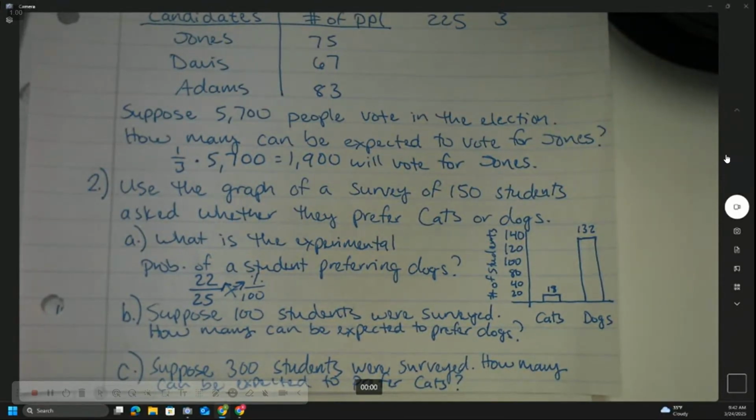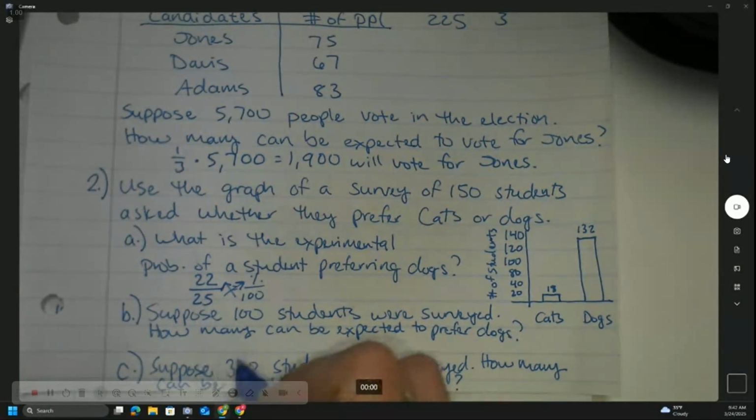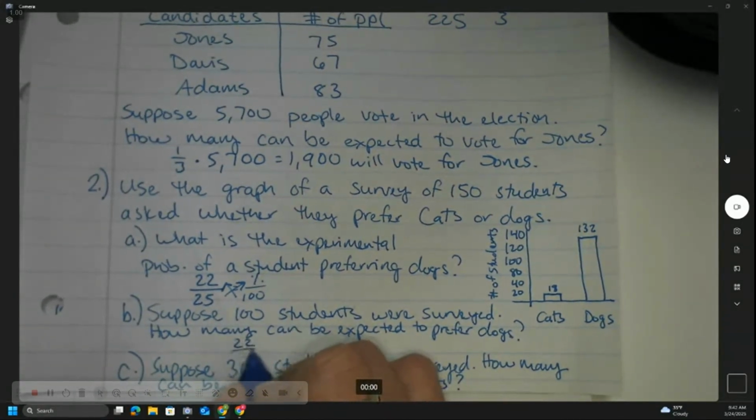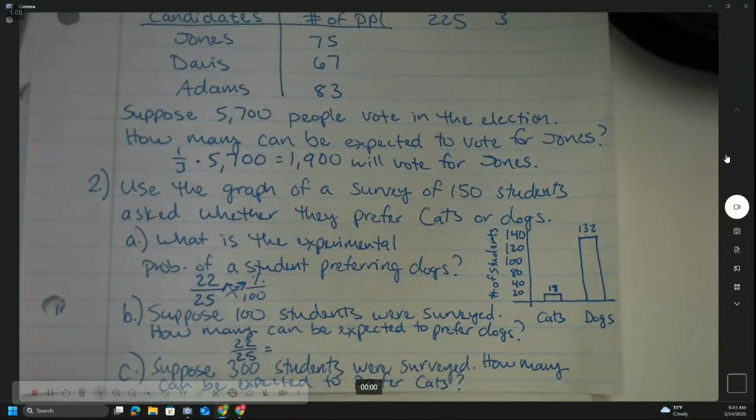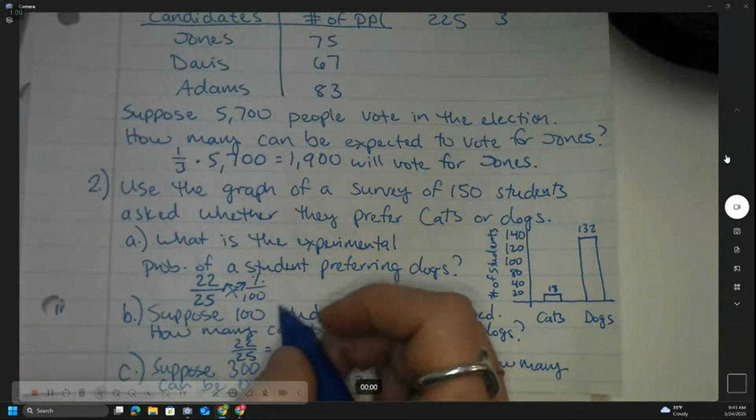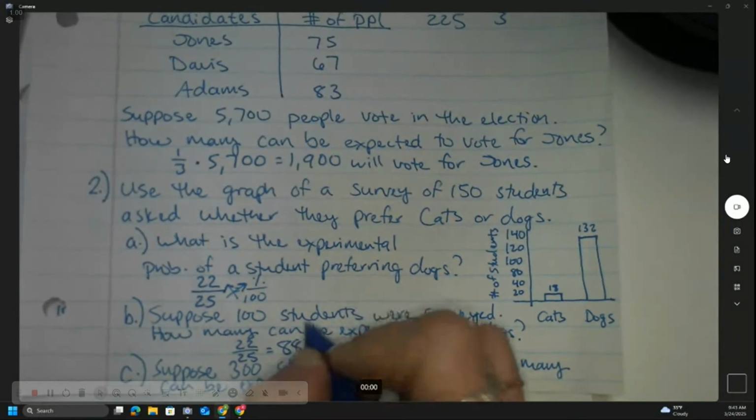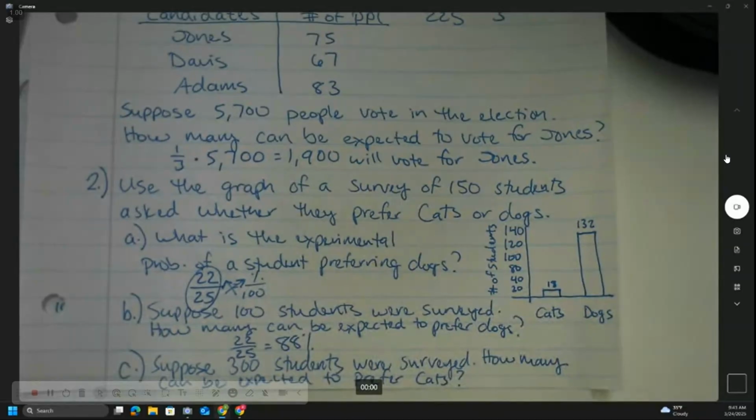B, suppose 100 students were surveyed though, not 150. They're saying 100 students were surveyed. How many can be expected to prefer dogs? Well, you take that percent, 22 out of 25, and how many would prefer dogs? If you take 22 out of 25, you make it equal, it would be, again, that 88%, because once you divide this, you get 88 over 100.